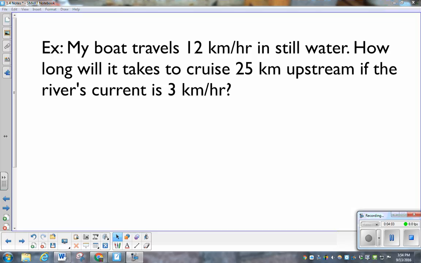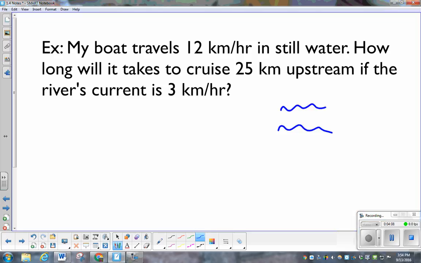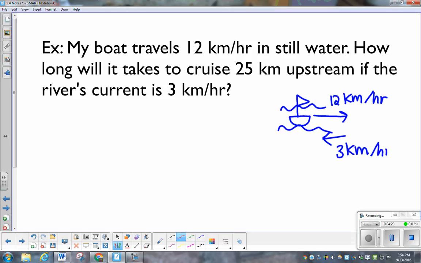So familiarizing yourself with this problem, maybe you would even draw a little picture of this. So we're going on a stream here, and we know that my boat can travel 12 kilometers per hour. But we know that there's a current pushing back at 3 kilometers per hour. And we know that we want to go a total of 25 kilometers. You don't have to do this, but this might be something helpful for familiarizing yourself.